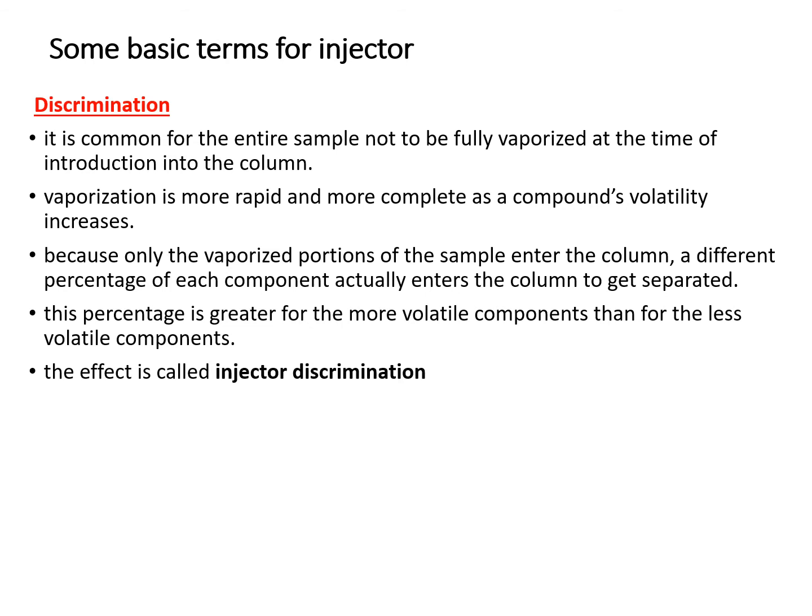Some basic terms for injector, which is discrimination. It is common for the entire sample not to be fully vaporized at the time of introduction into the column. Vaporization is more rapid and more complete as the compound's volatility increases. Because only the vaporized portion of the sample enters the column, a different percentage of each component actually enters the column to get separated. Thus, the percentage is greater for the more volatile components than for the less volatile components, and this effect is called injector discrimination.